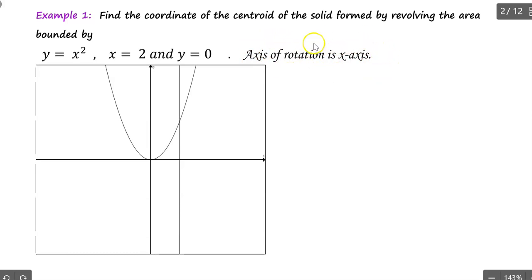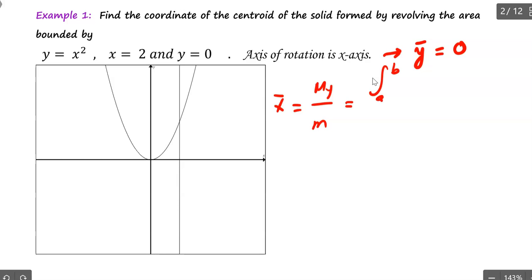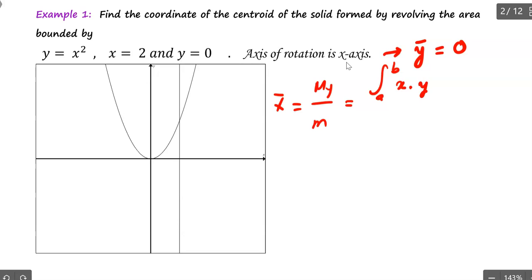Okay, so the axis of rotation, if it's given to you as the x-axis, then right away, what you want to do is you know that the y bar will be equal to 0, and then write down the formula that you have to use. So the x bar will be equal to My divided by m, which is the integral from a to b. And you know that if the axis of rotation is the x-axis, and you are going to use the vertical element, so x times y squared dx divided by volume using this method, so it will be y squared dx.